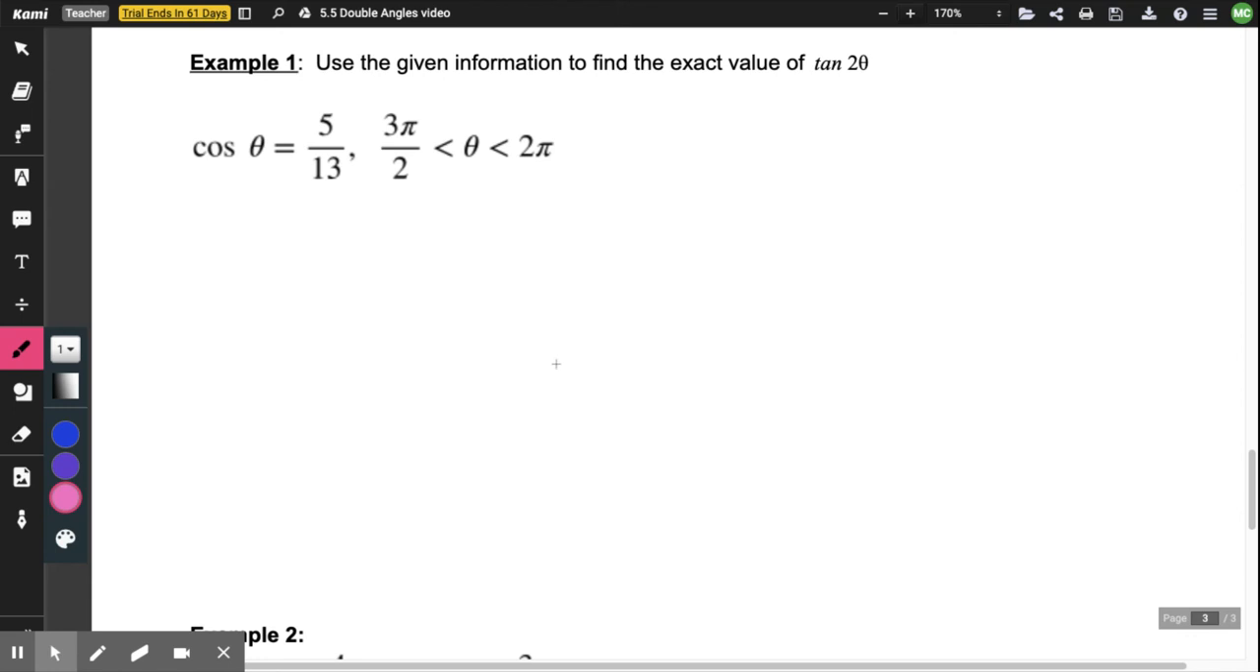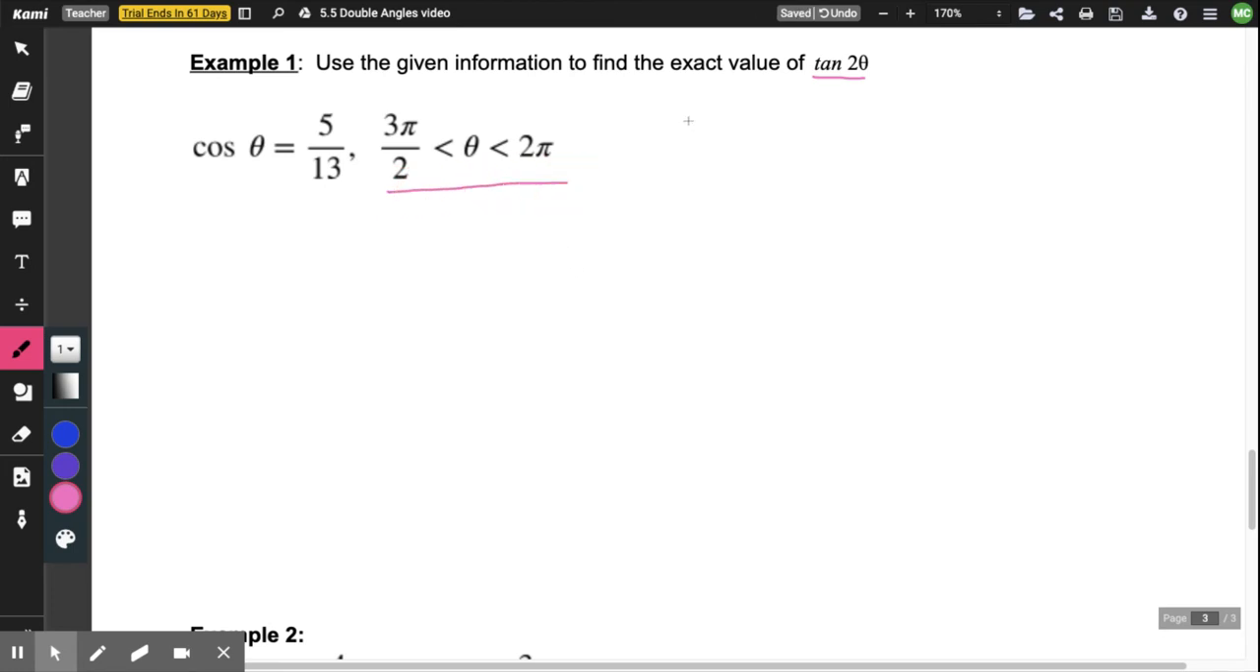Okay, we're going to be finding double angles for tangent today. So what we're asked to find is tangent of 2 theta. They give me some information about theta to help me do that. They say cosine of theta is 5/13 and theta is between 3 pi over 2 and 2 pi. So this part tells me it's in quadrant 4.